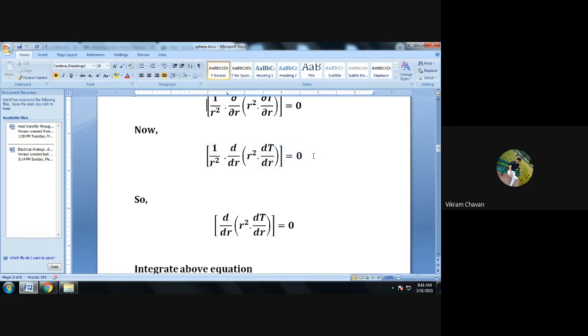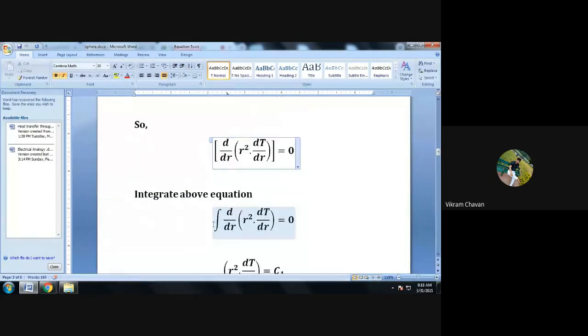In other terms, we can say that 1 upon r square is never equal to 0, so this particular term, d/dr of (r square multiplied by dT/dr), will be considered as equal to 0. Okay, so we have considered this equation and we have to integrate this equation now.